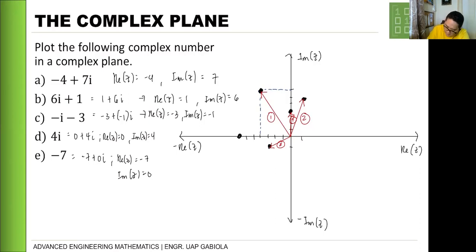And then yung connection from the origin, that will be our vector or our complex number. Okay? So I think everyone is marunong na kung paano mag-plot. So ganyan lang po pinapakita sa complex plane yung ating complex numbers. Okay? Question for this part.